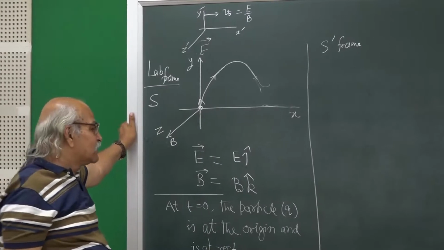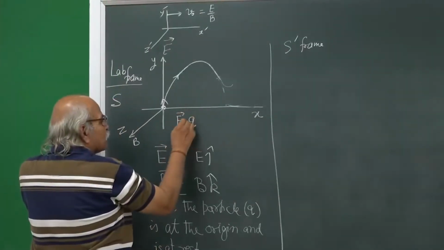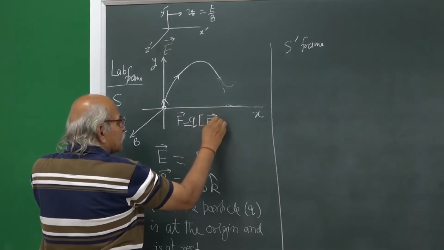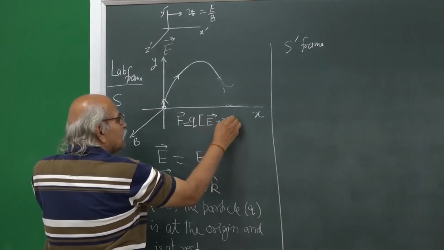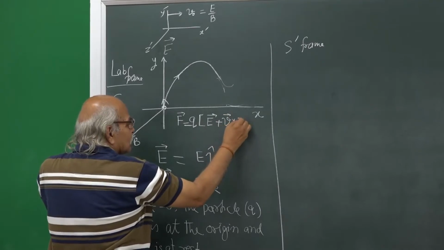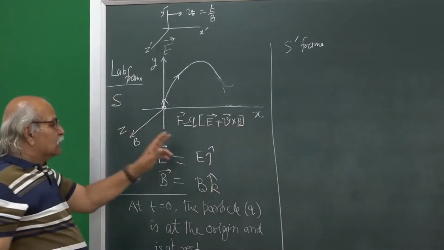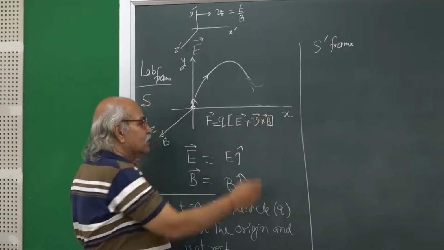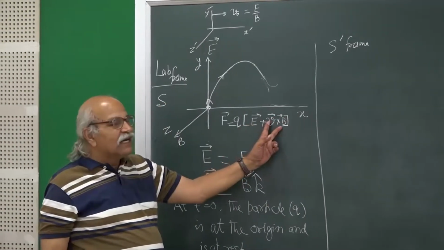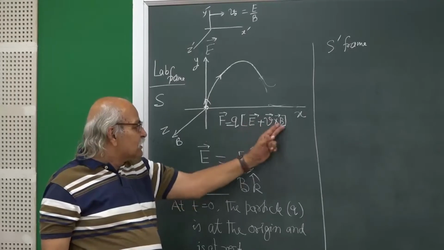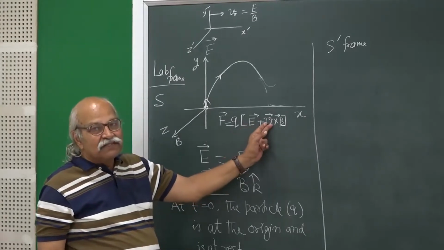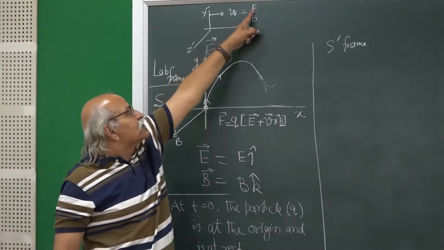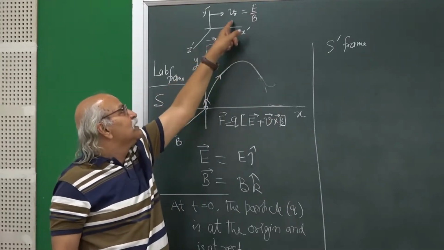The force is qE plus q V cross B, right. So E and B have dimensions such that E and VB have the same dimension. So E divided by B will have dimension of velocity. So we choose, the E is given constant, B is given constant, so E by B is constant.